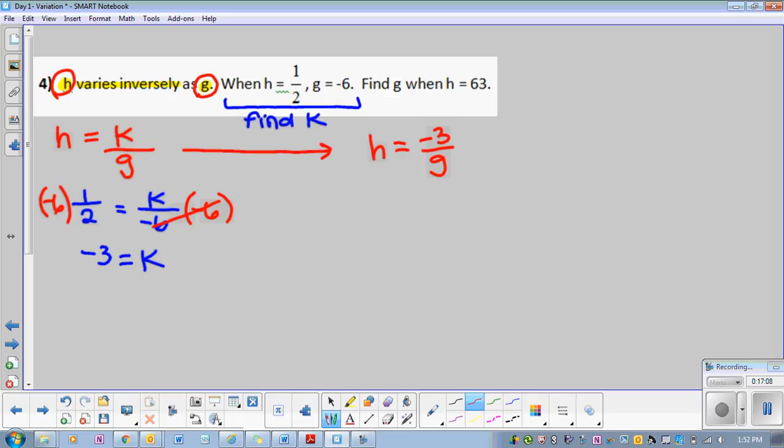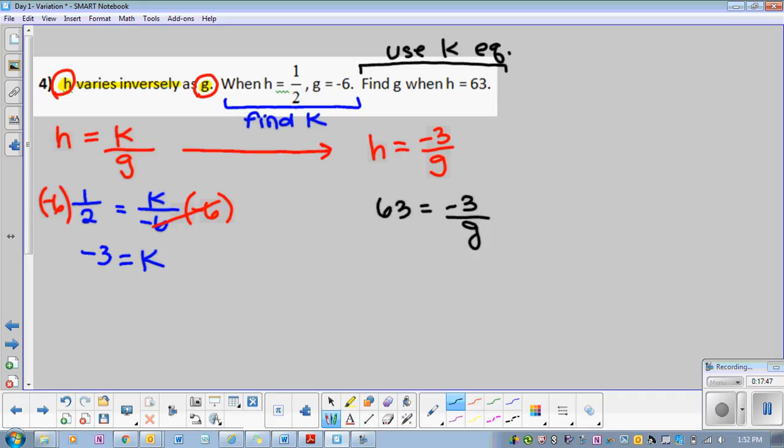Now we're going to use this last part here. We're going to use our K equation to find the last part. Right? We need to find G. H equals 63, -3 over G. Well, no, be careful. That -3 is actually on top, right? So, okay, this is what we need to do. You know what? This G is down at the bottom. Anytime your variable is down at the bottom, you got to get it out of there, all right?